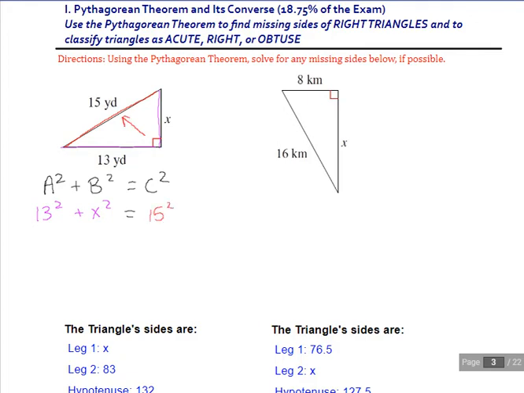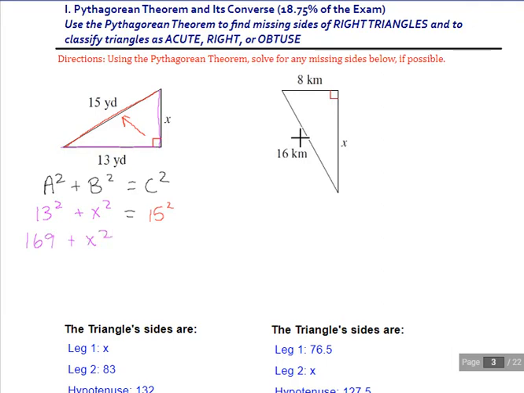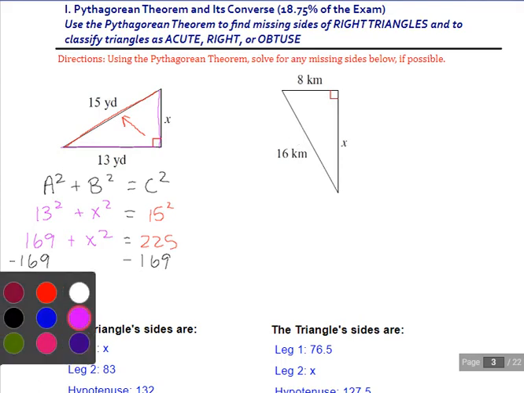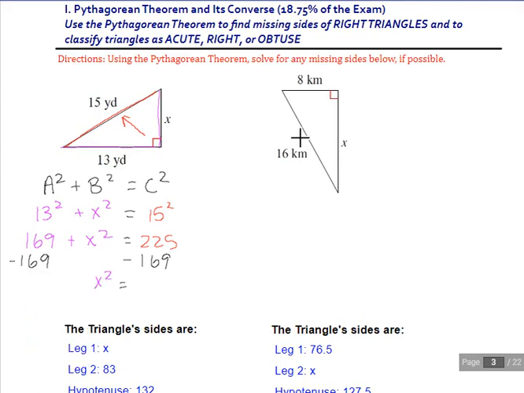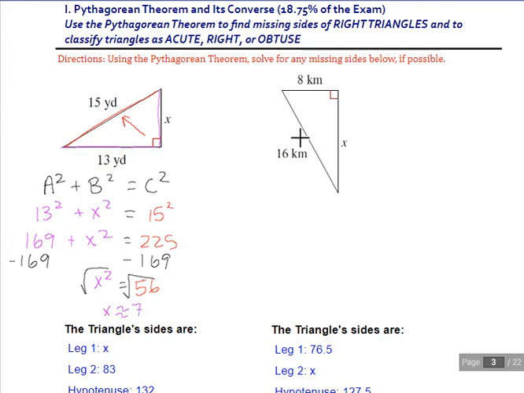All right, so 13 squared should still be 169. Plus x squared. Okay, and then 15 squared should be 225, but I'm going to check anyway. There we go, 225. Okay, let's start getting x by itself. So 169 minus 169. And that will leave us with the x squared value being the same as 56. Okay, and of course we'll square root both sides. And so we can approximate our x value to be 7.48. Okay, lesson 15, we are good to go. All right.